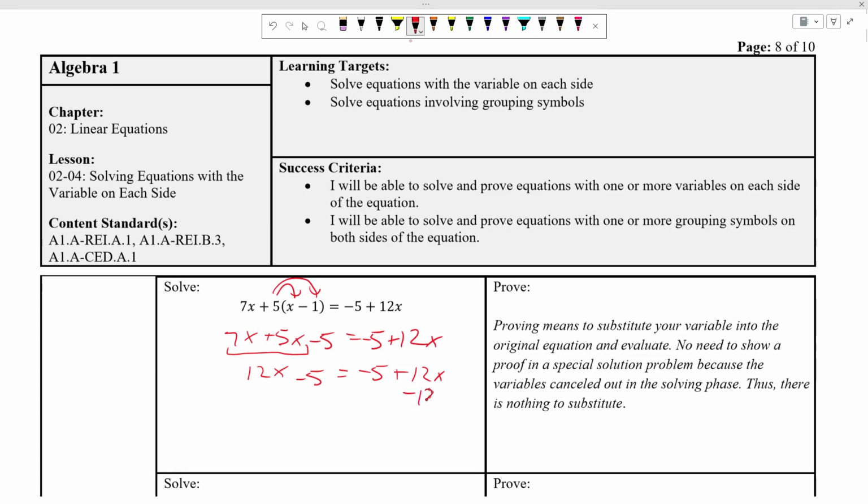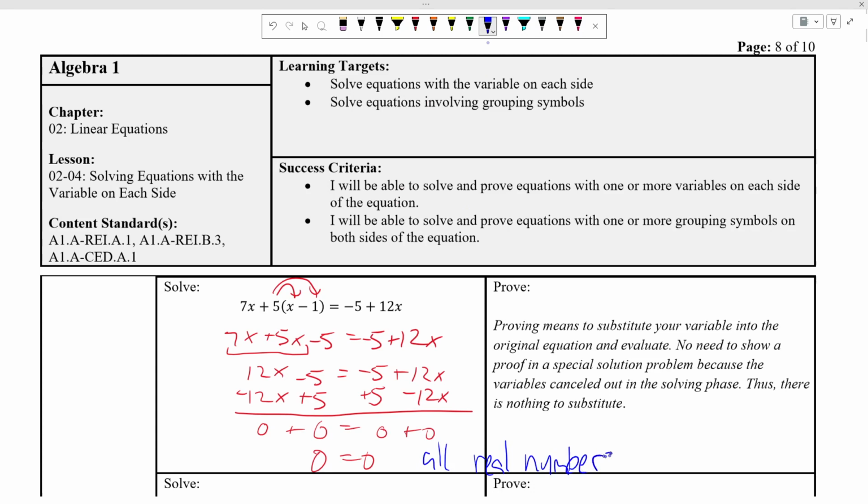Okay, if I subtract that, I'm going to move it over to the left, subtract that, and then I'm going to inverse this and inverse this. What I'm going to end up with is this is a 0 plus 0 equals, this is also a 0, and this is a 0. Hey guys, 0 equals 0. It's true. Thus, we have a situation in which all real numbers would satisfy this equation for the unknown variable.